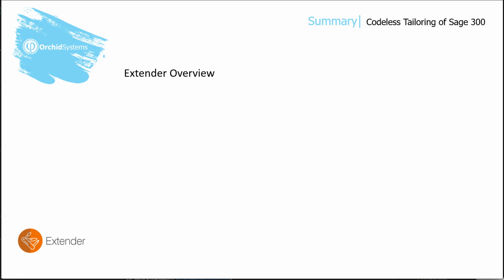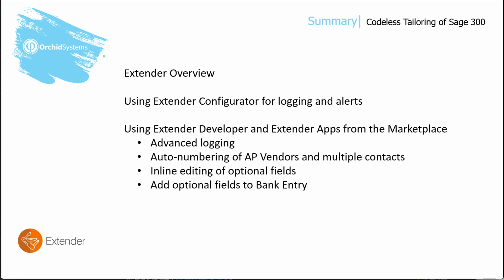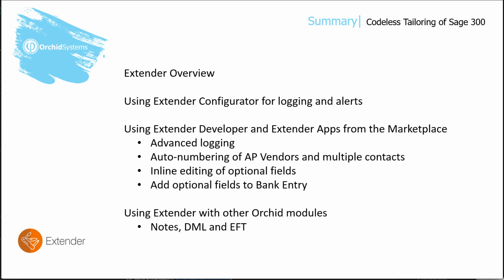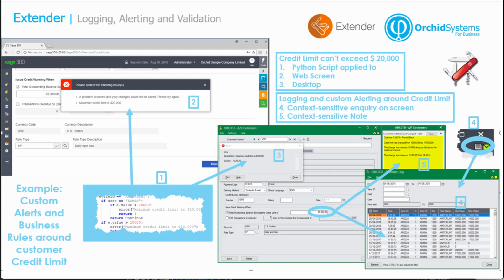So in summary, today we've had an overview of Extender, looked at using Extender Configurator for logging and email alerts, looked at how to install some Extender apps for advanced logging, auto-numbering, inline editing of optional fields, adding optional fields to Sage 300 records that don't support optional fields, and using Orchid Extender with other Orchid modules.